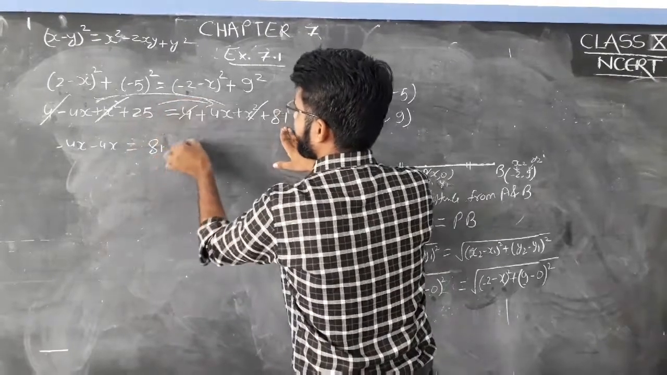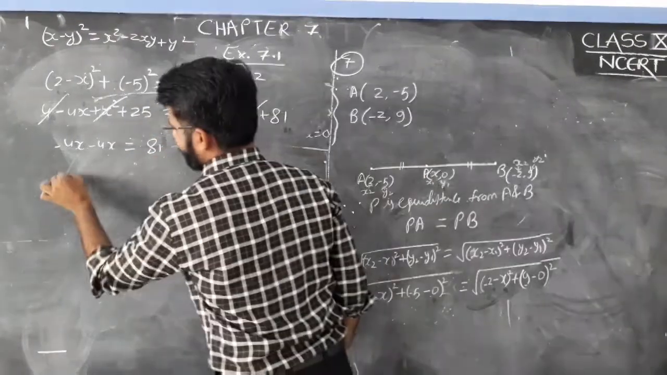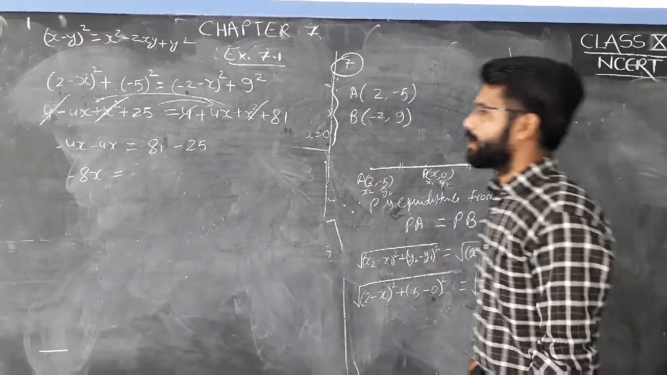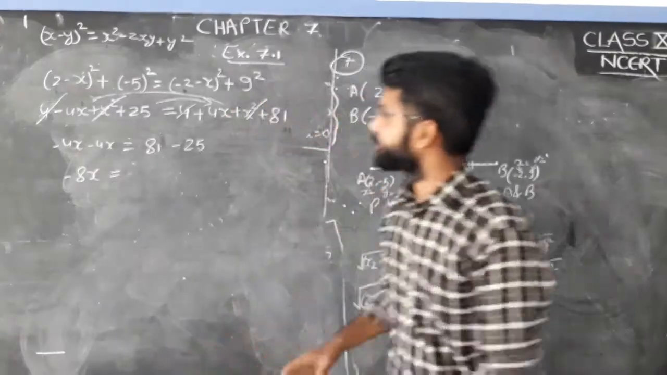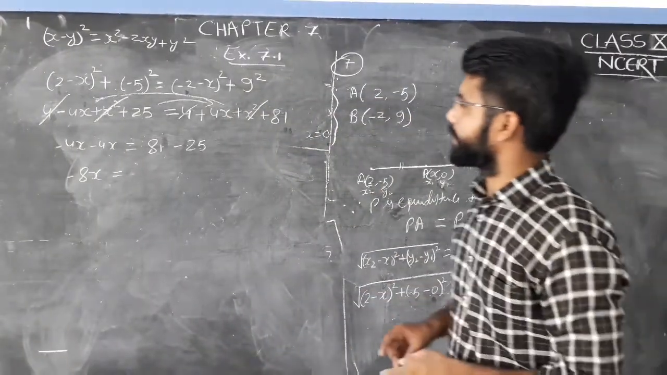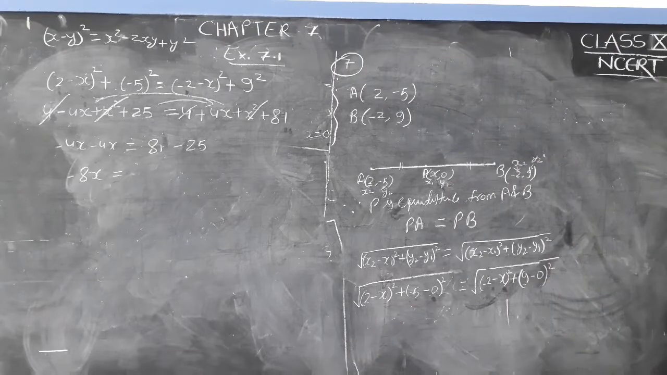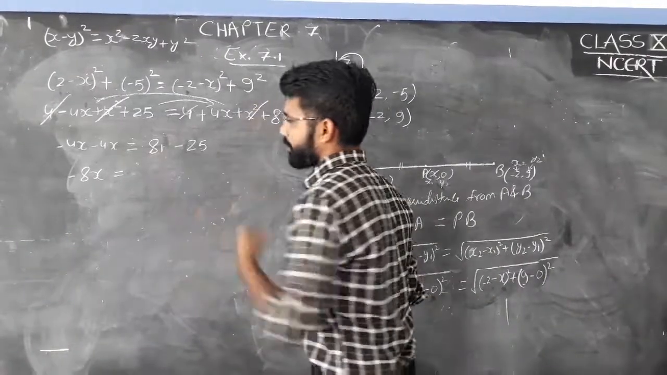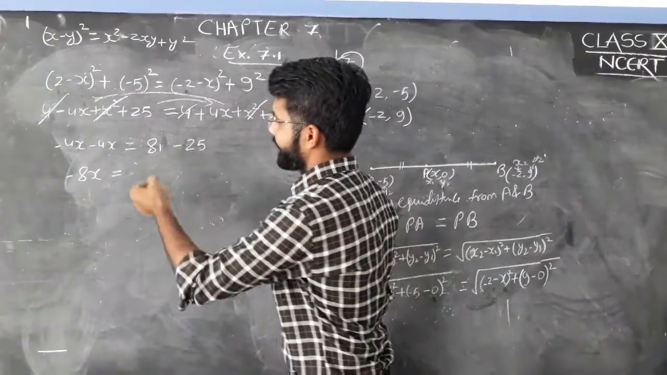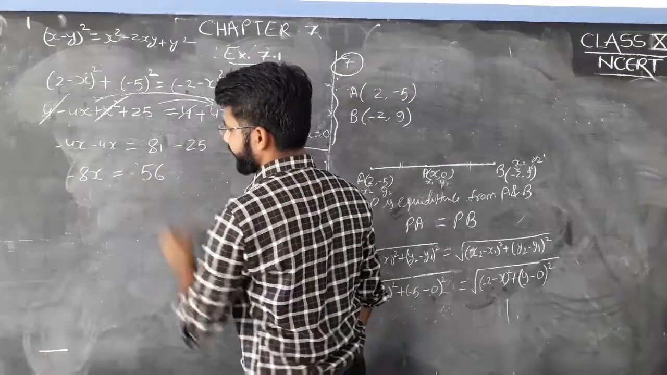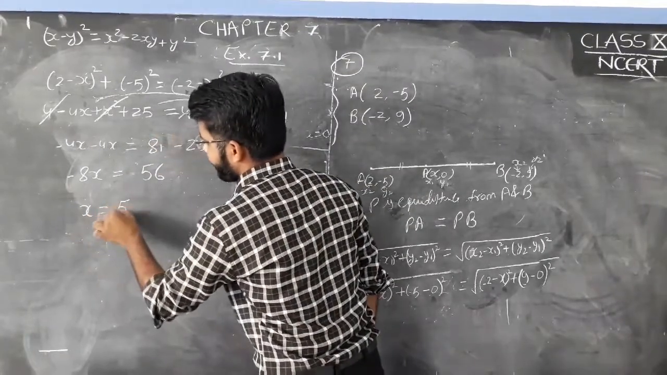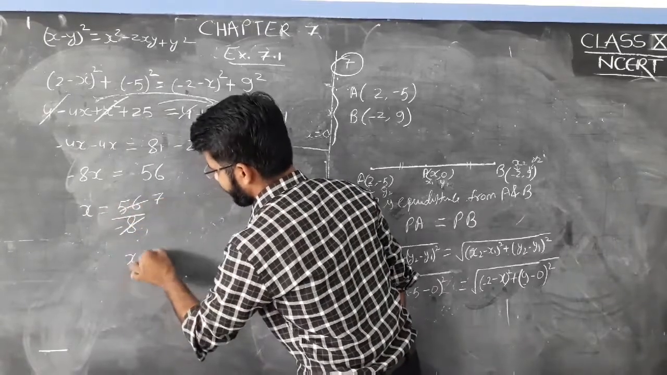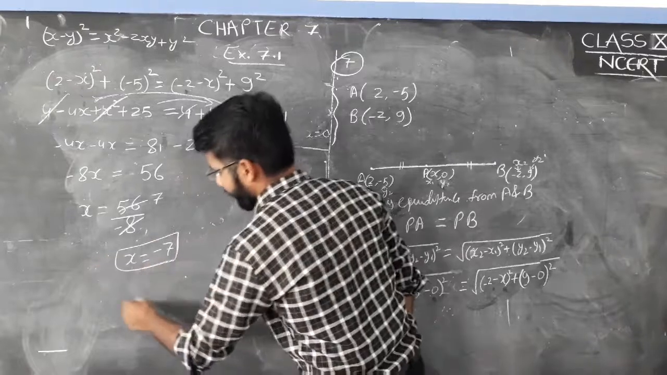If I shift 25, it will be changed into negative. So it would be what? Minus 8x, and 81 minus 25. It gives, I think something went wrong. Let me check. Okay, we are correct. If I subtract 25 from 81, I get 56. Okay, 8x would be what? 56 upon minus 8. So the x will be what? Minus 7.